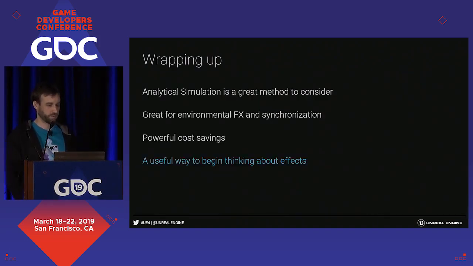So wrapping up, we've gone over different concepts of analytical simulation, and hopefully you think of it as an interesting method to consider for your effects, and how it's great for environmental effects, and especially to synchronize your different materials across your scene. And it can be a great cost savings if you have, say, an undetermined effects budget. Maybe you have tons of characters, but then they're still asking you to go in and put in a bunch of environmental effects, but it's too late for a whole bunch of new performance profiling, and you need to be extra careful. You can start to build that way.